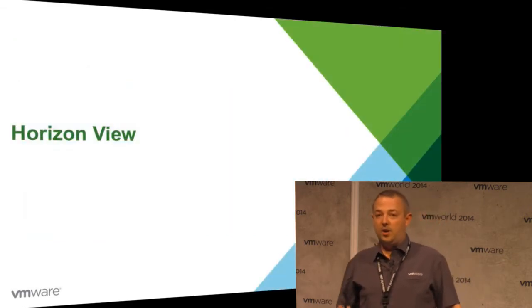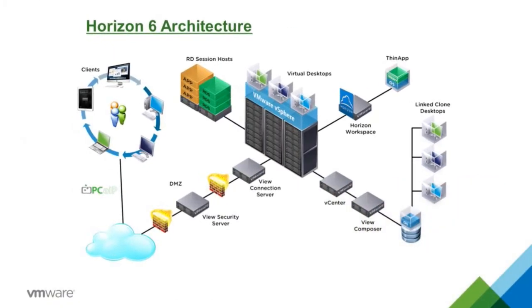Regarding Horizon View, the architecture is very similar to the old version. We now support a remote desktop session host on Windows Server 2012, and also the remote app. We see here that we have the View security server. If you want to access your desktop without a VPN connection, that's the component that you will need to install. You also see that we have the vSphere, the vCenter, basically to manage all your VMs, your VDI infra.